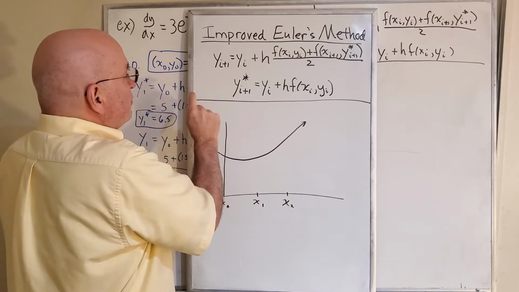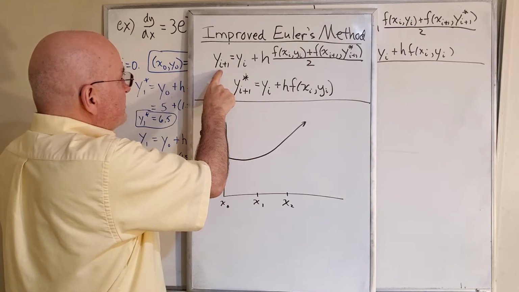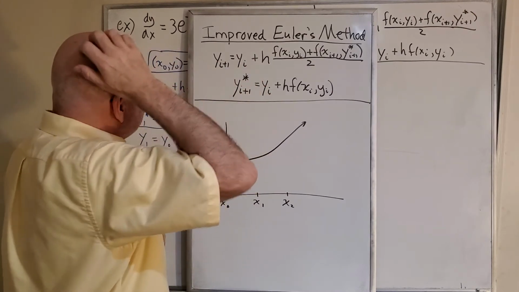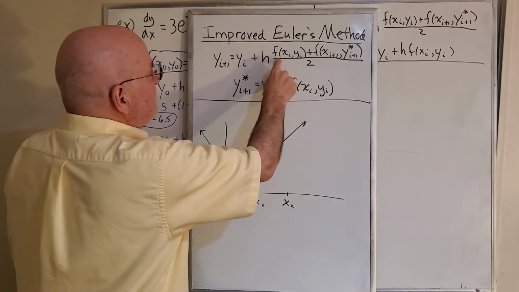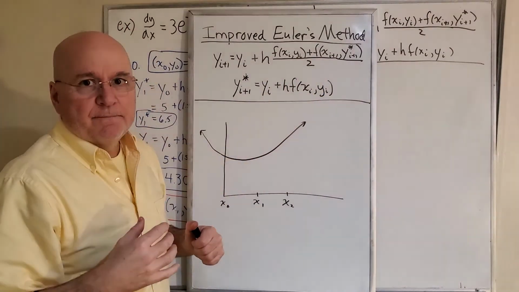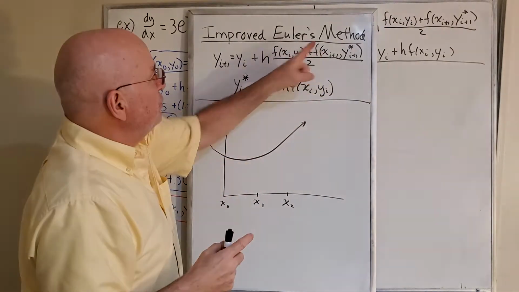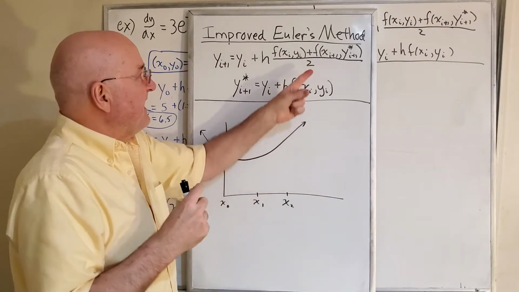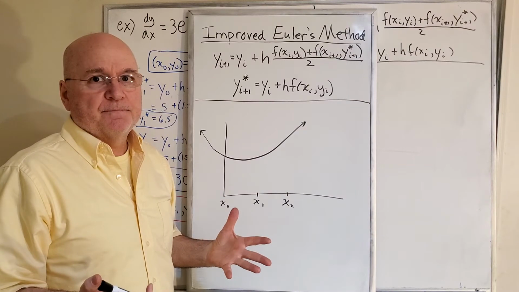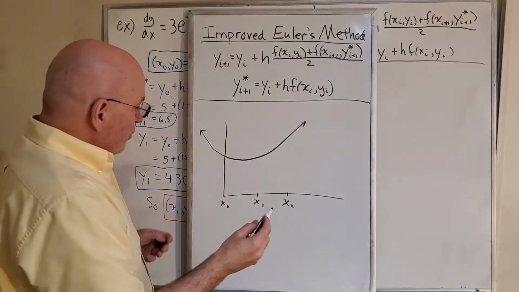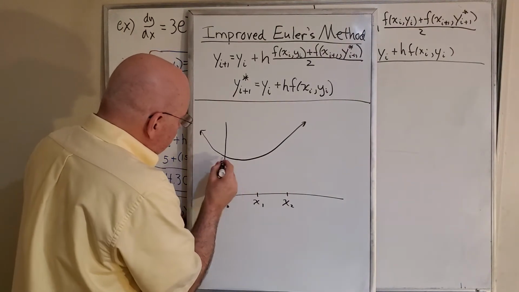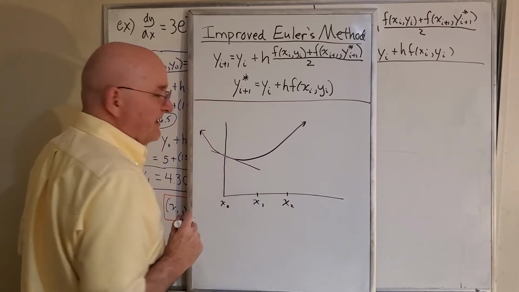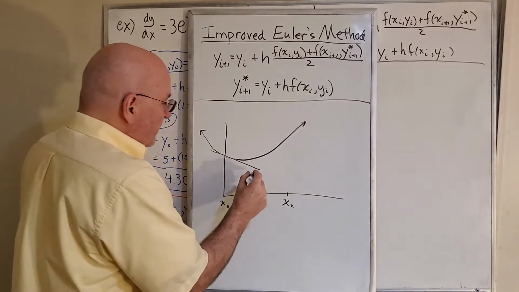The actual value we're going to use for yi plus 1 is yi plus h. And look what we're doing here. Instead of just having f of xi, yi, we're adding up two values of the function at two different points and averaging it. That's all we're doing. So let me go ahead and draw that line. What did we do?